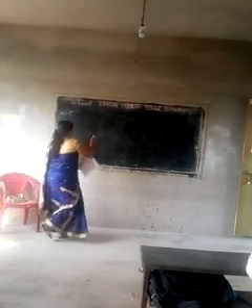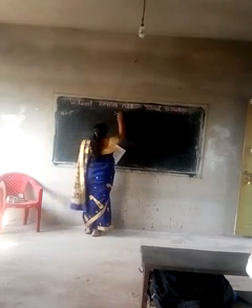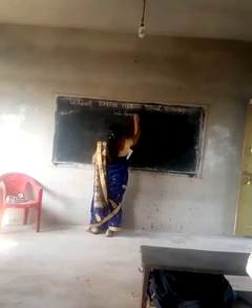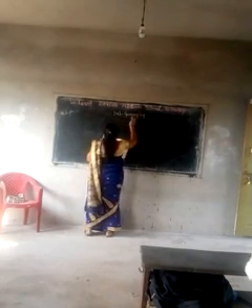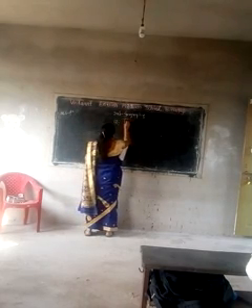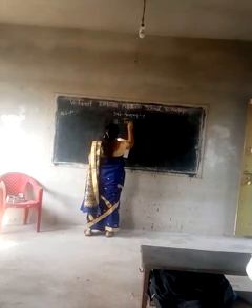Next chapter. Chapter name is tourism. English geography. Geography, tourism. Topic number 12. Tourism.